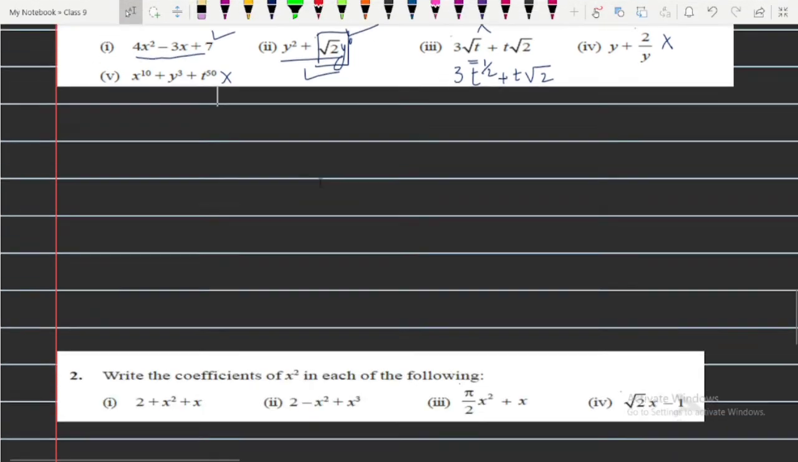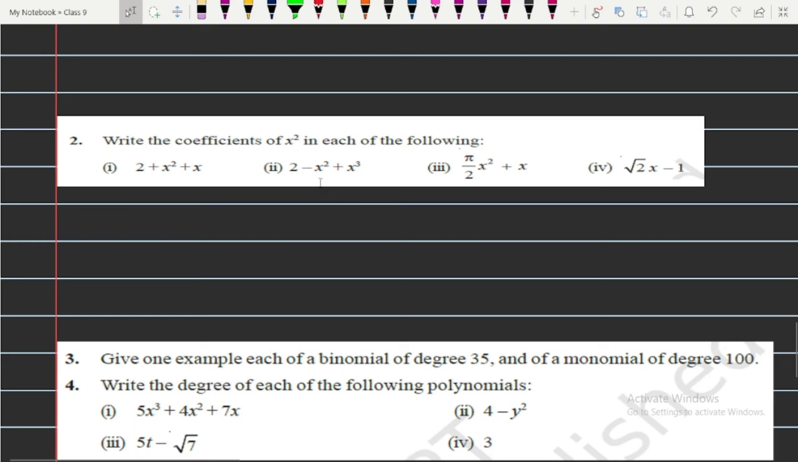Yes. Next, we are going to write the coefficient of x square. The next question is, write the coefficient of x square in each of the following. We are going to see only two sums here. So question number 1, that is 2 in that first one. Coefficient of x square term is here, and what is its number here? That is 1. Nothing is written here, which means it has 1. So the coefficient of x square is 1.